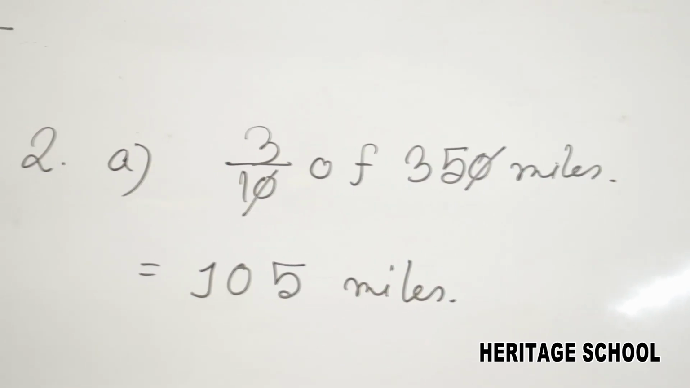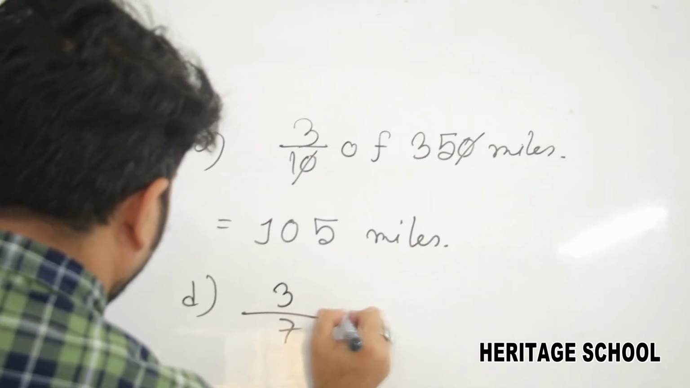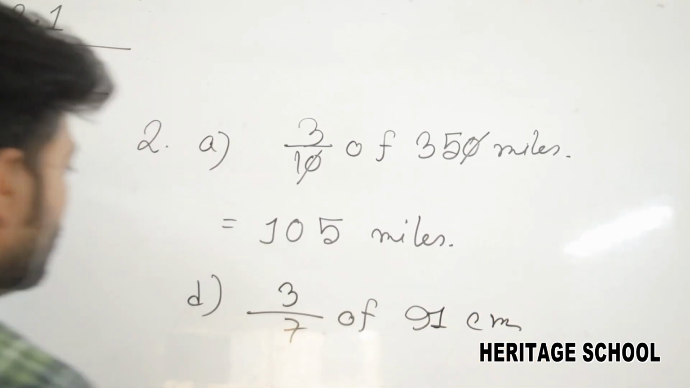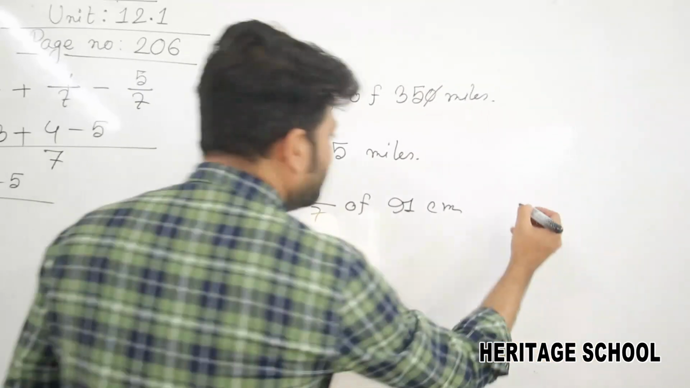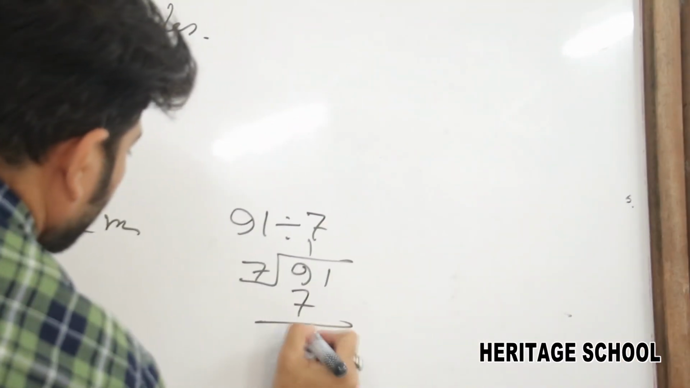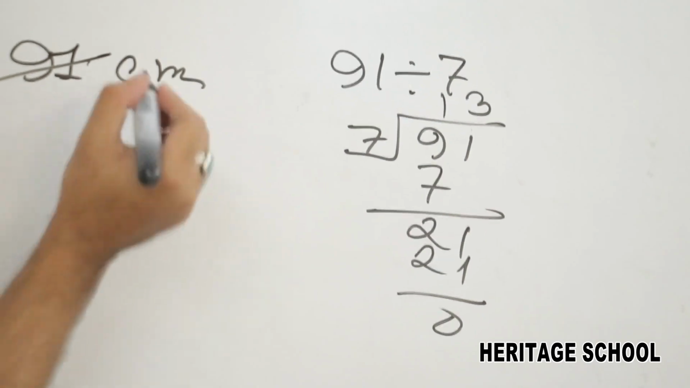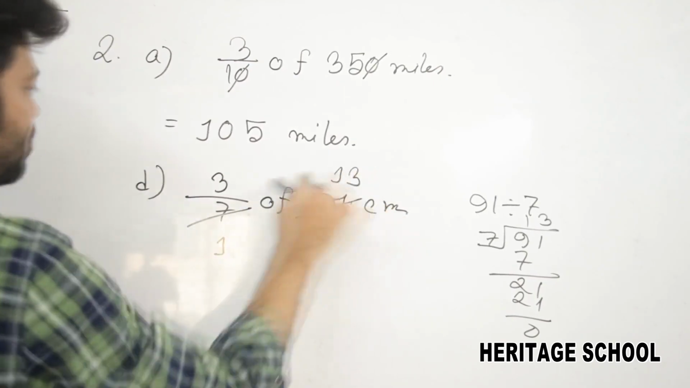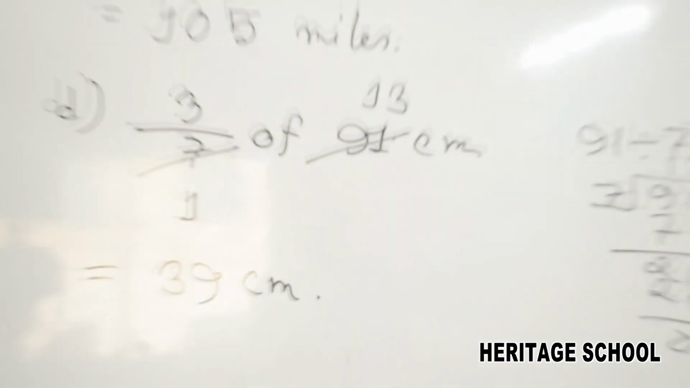Now I want to solve number D from number 2. 2D is 3/7 of 91 centimeters. Can I divide 91 by 7? Let's check. Divide 91 by 7: 7 13s are 91, so the answer is 13. If I divide 91 by 7, the answer is 13. There is a 3 in our numerator, so let's multiply 13 with 3. 3 13s are 39, that is my answer. So we have solved number 2D.